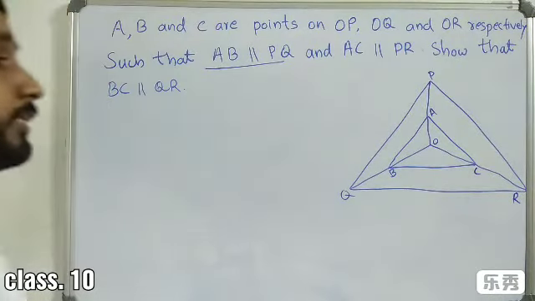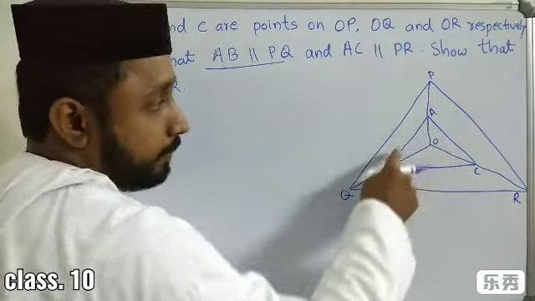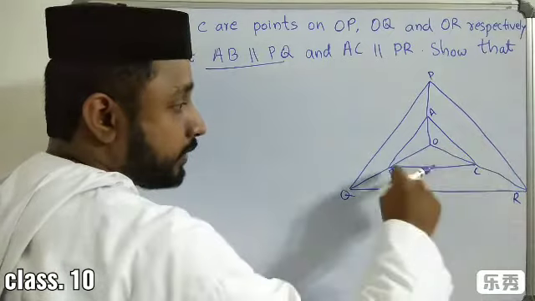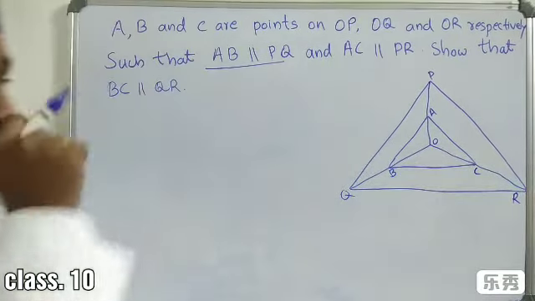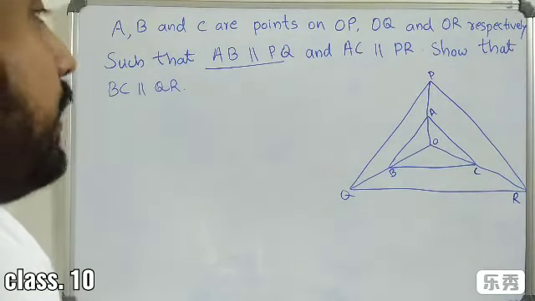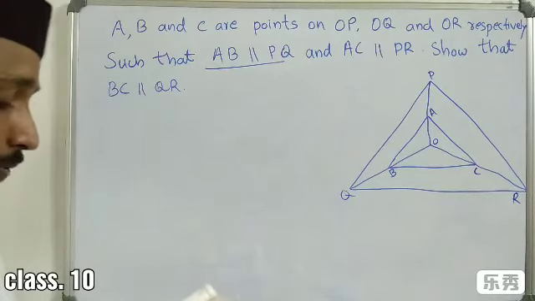We have to prove that BC is parallel to QR. So this line is parallel to this, which is a given thing. This is parallel to this. Then we have to prove that this is parallel to this. This is the condition. So we have to prove that BC is parallel to QR. Let us consider the proof.